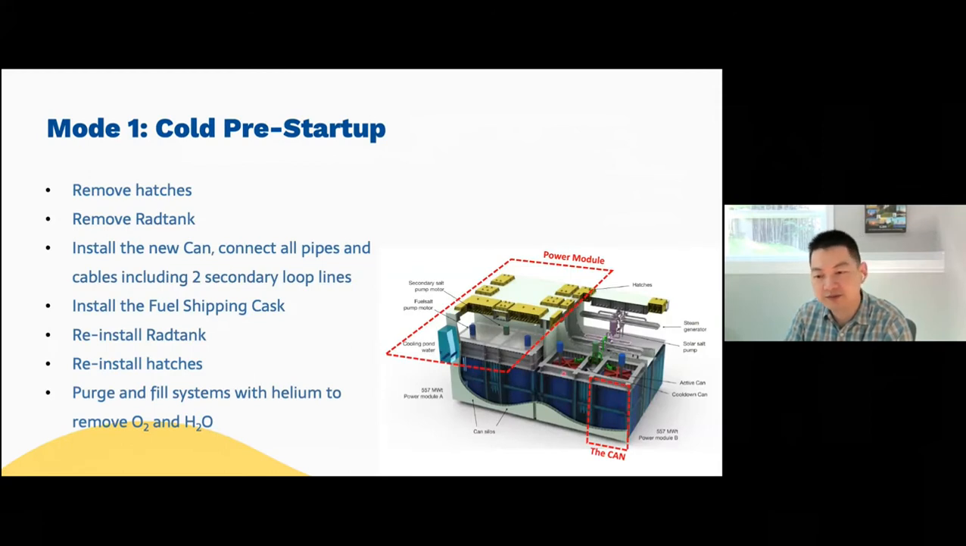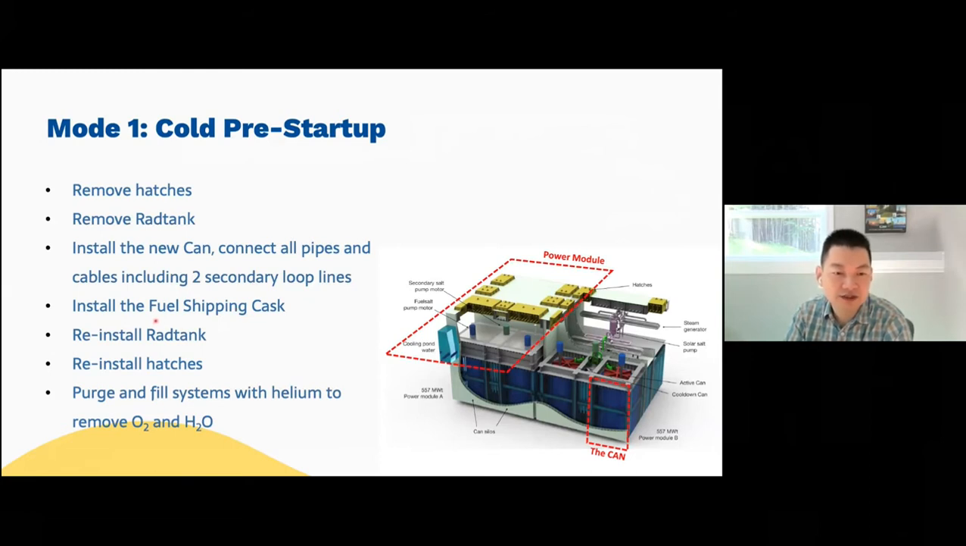And then once you expose the can silo, you can install the new can. And of course, you need to connect all the pipes and cables. Very important are the 2 secondary loop lines, as I pointed out in the previous slide, which you can see here. Those are the 2 secondary loop lines. I'm mentioning them because they're big pipes, a half meter in diameter, and other piping is much smaller. The cables are much smaller.